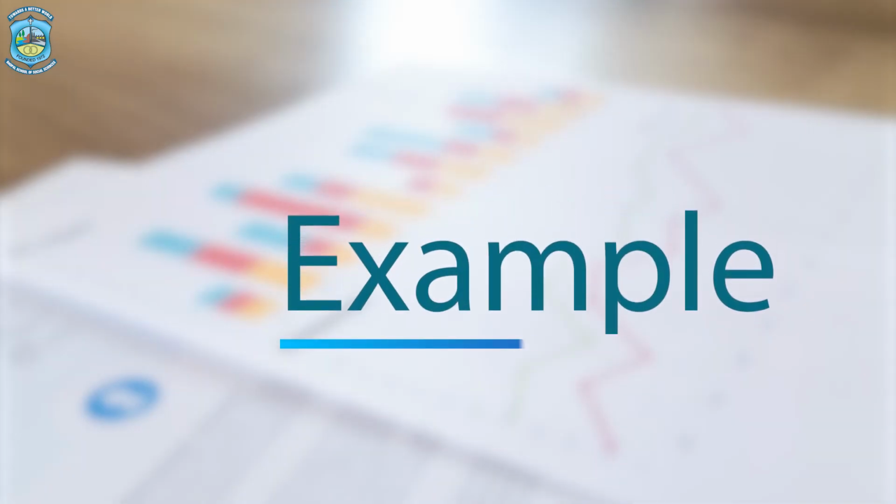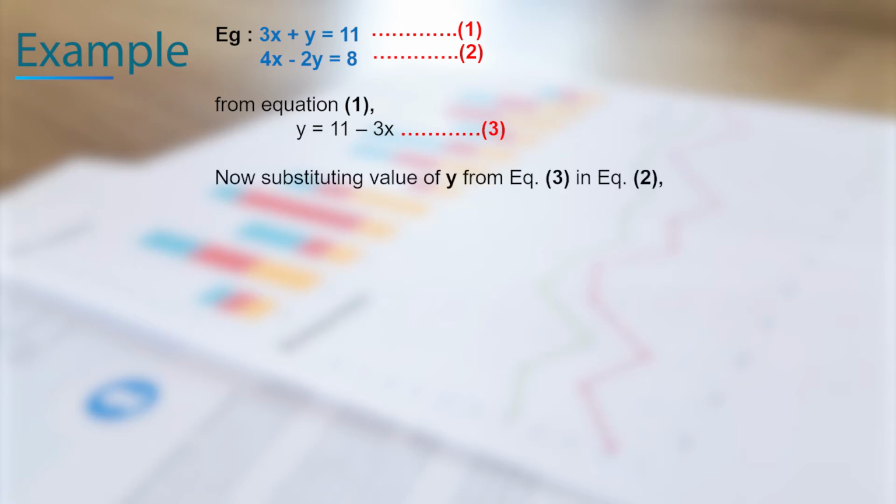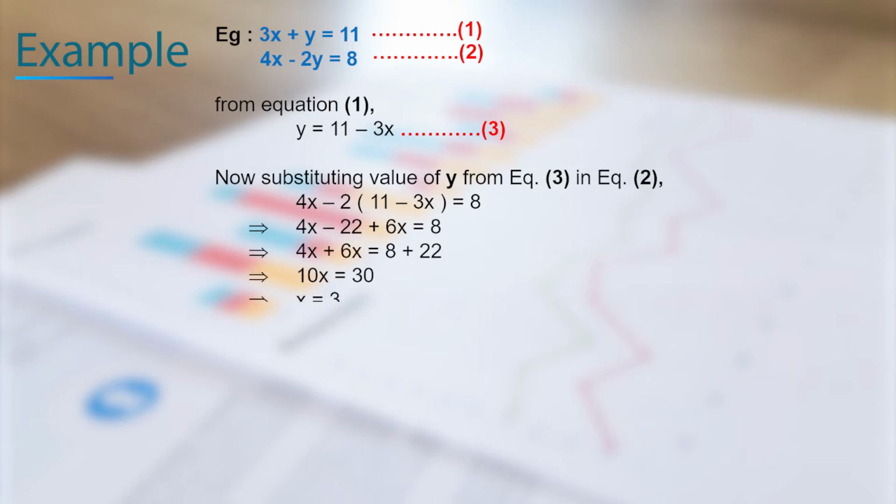Let us see this method with an example. Suppose we are given the equations 3x plus y is equal to 11, and 4x minus 2y is equal to 8. Let us mark them equation number 1 and equation number 2. From equation number 1 we see that y is equal to 11 minus 3x. Let us mark it equation number 3. Now we have to substitute this value in the next equation. So substituting the value of y from equation number 3 into equation number 2, we have 4x minus 2, in place of y we substitute its value, that is 11 minus 3x, and equate it to 8. After solving this we have the value of x as 3.